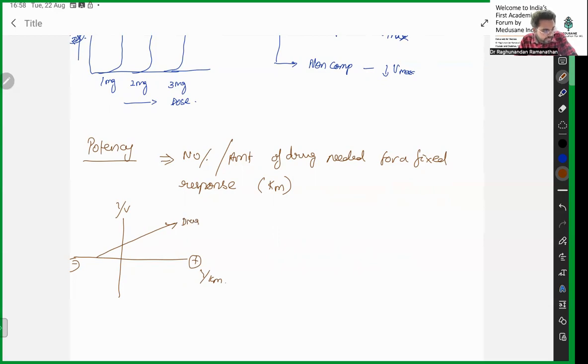Okay, so this is how a drug normally acts. Now, competitive antagonism. What happens in competitive antagonism?